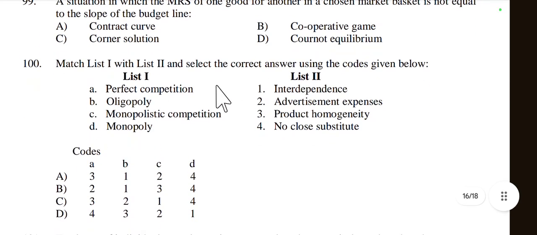Then question number 100, list 1, list 2: perfect competition, oligopoly, monopolistic competition, monopoly. So perfect competition is related with product homogeneity.